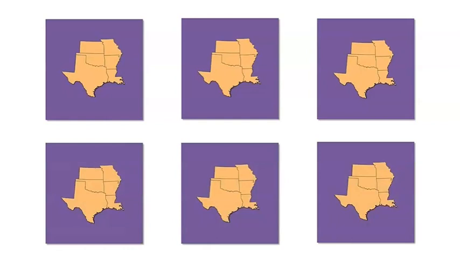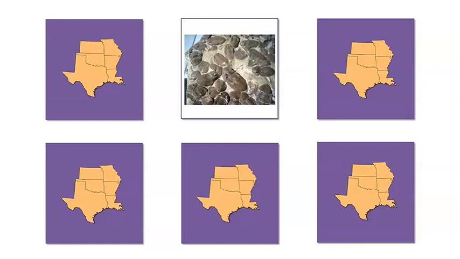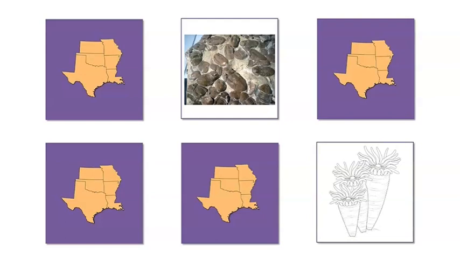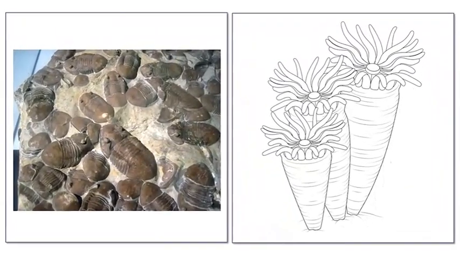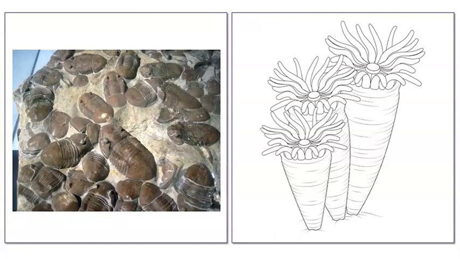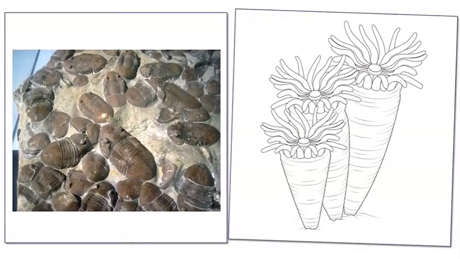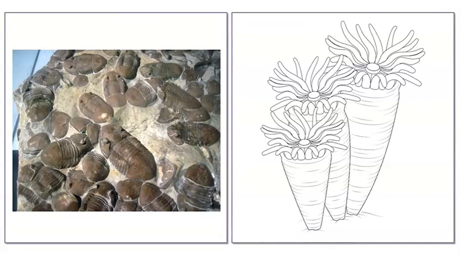All right, let's turn over 1 card and 1 more. This one. What do you think? Does the photograph match the drawing? I don't know, the fossils in the photograph look oval-shaped, and they have little ridges on them. But the organisms in the drawing are shaped like cones, and they have little hairs or tentacles on top. I don't think these match. Let's turn them over and try again.